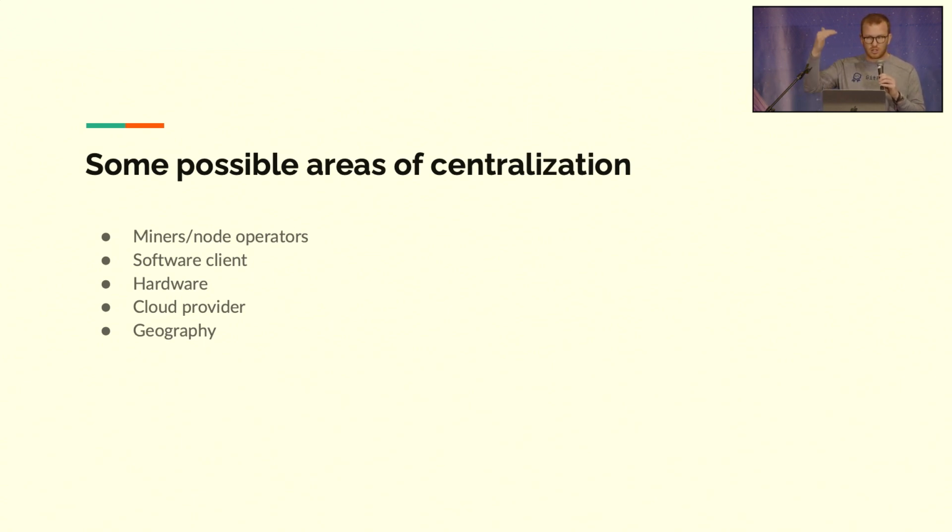Centralization is happening on so many different layers right now, one of which is miners and node operators. So those are the actual people running the consensus layer software. Another one is software client. So what software are you actually using to come to consensus on Ethereum? Another one is hardware. So what types of hardware are you using?